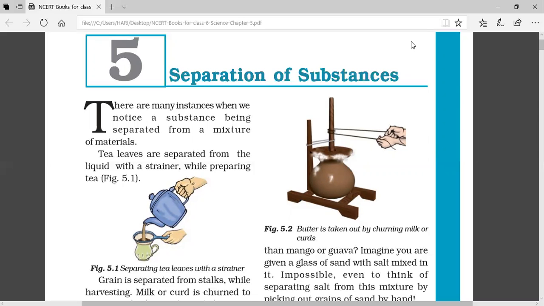Students, in the last video, I explained the method of hand picking. Today we are going to learn some more methods of separation of solid mixtures. Solid mixture means both the components or all the components should be in solid stage.